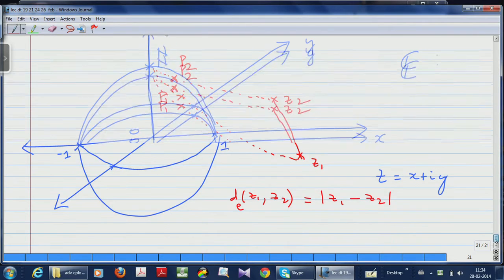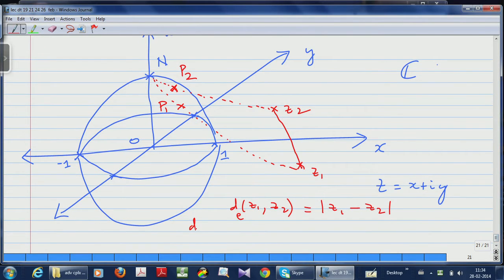All right. So what you could do is define the following new distance also. Let me call this dc, for chordal distance. So dc is the chordal distance from z1 and z2. It is just the length of the chord from P1 to P2, where the stereographic projection of P1 is Z1 and the stereographic projection of P2 is Z2. Okay. So this is another distance that I can define.